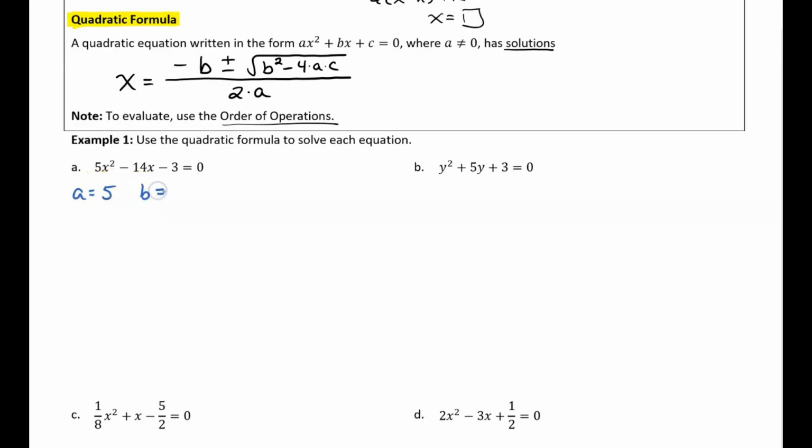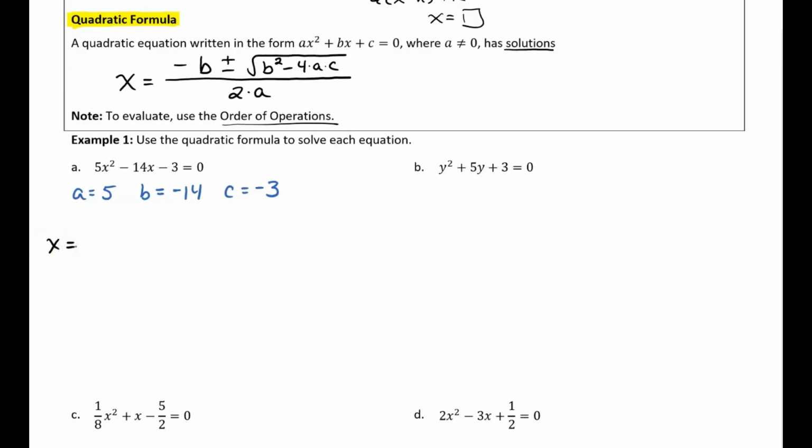Then we'll do the same thing for the b. B is in front of the x term, so negative 14, watch those signs. And then our c value is the constant, the one that doesn't have a variable. In this case, it's negative 3. Again, be mindful of your signs. That's where a lot of times we can make a mistake.